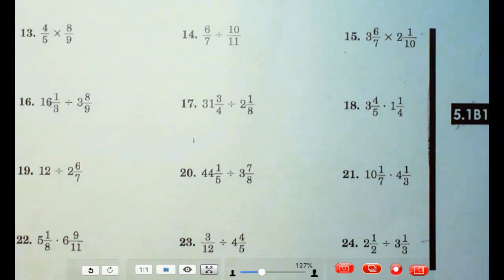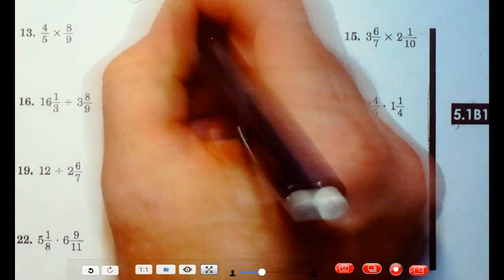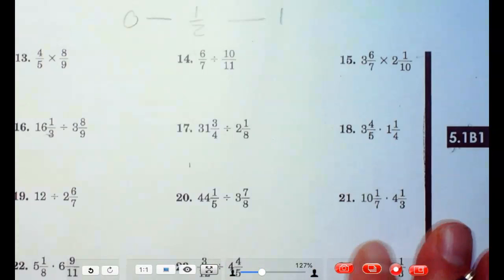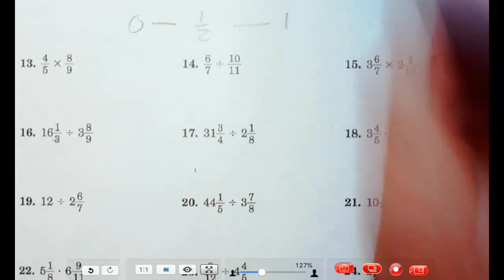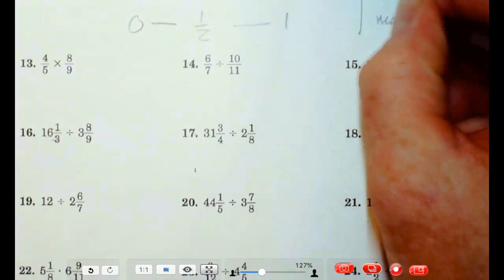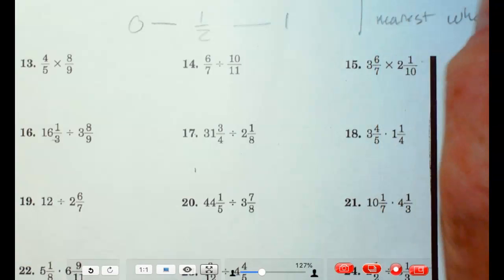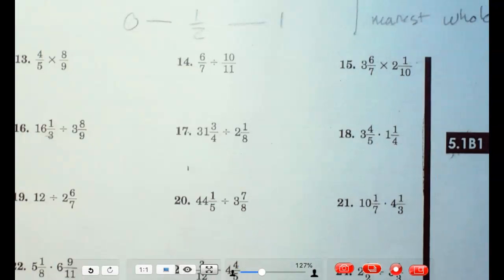And we're going to use the same type of situation again. We're going to be thinking about the 0, half, or whole. Is it closer to 0? Is it closer to a half? Or is it closer to a whole, one whole? If we're working with fractions. And it's just going to go to the nearest whole number if it's a mixed number. So these are our two rules we're using.